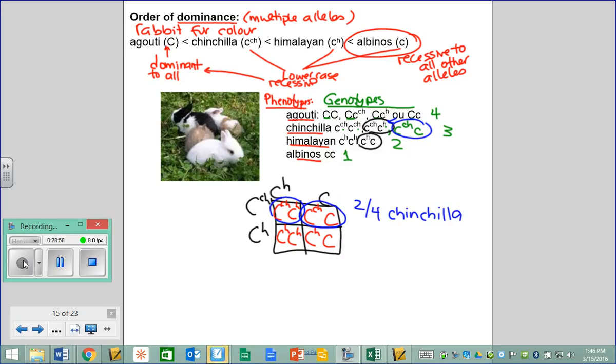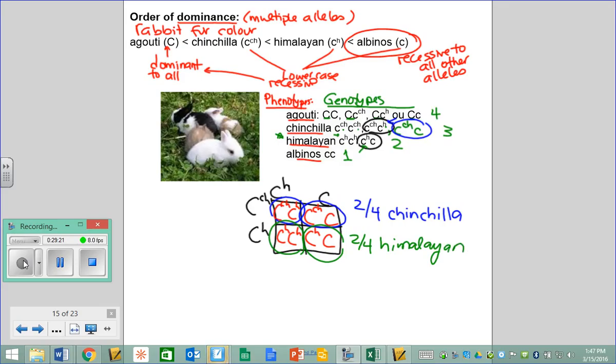The bottom 2 both represent Himalayan. 2 CHs or a CH with just a C. Here's 2 CHs, there's CH with just a C. So 2 out of the 4 would be Himalayan.